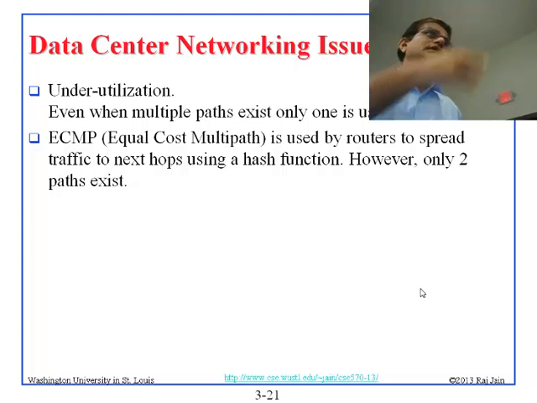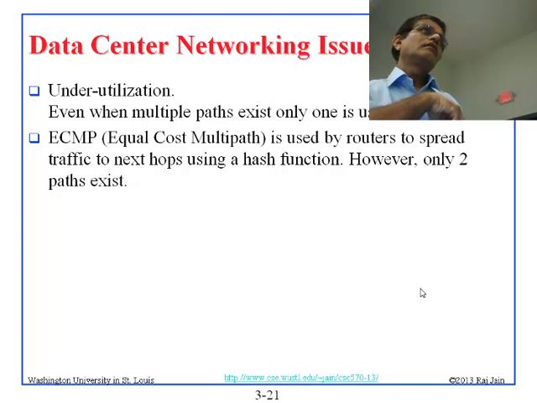I'm sorry, what did you say? You said that. Yeah, in a data center, the latencies are very small. There are more chances of all paths being equivalent to each other, rather than the shortest path being better than any other path.